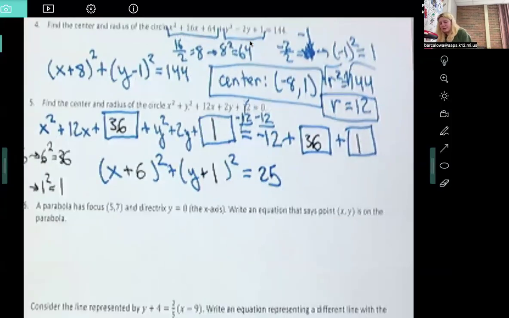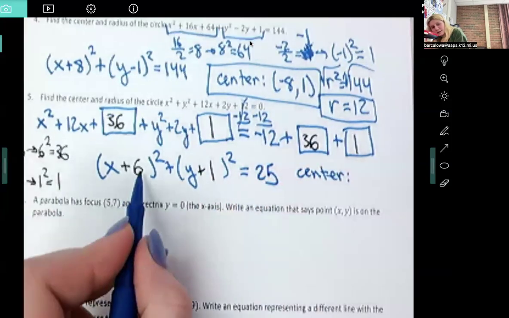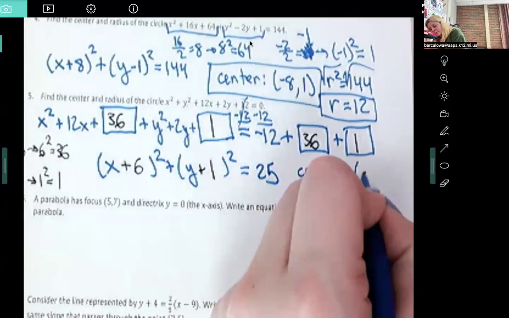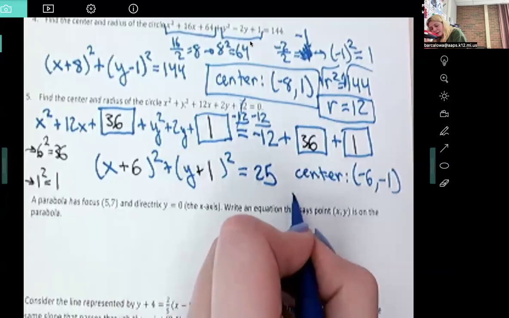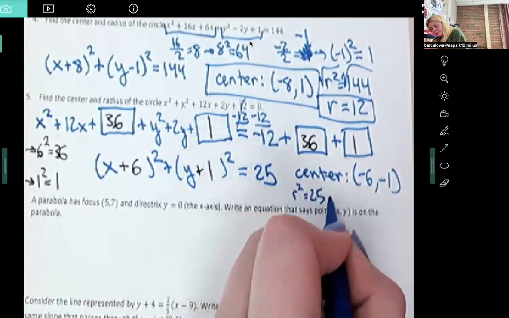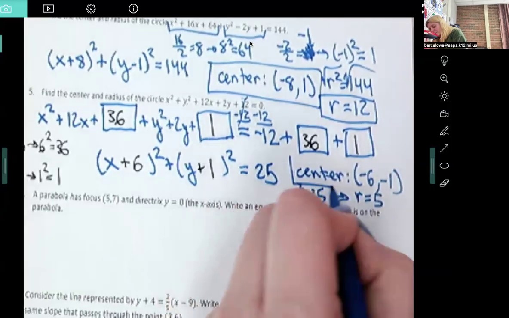So then identifying center and radius, center is -6, -1. Gotta flip those signs. Okay, and radius, again, r squared equals 25. So that means radius must be 5.